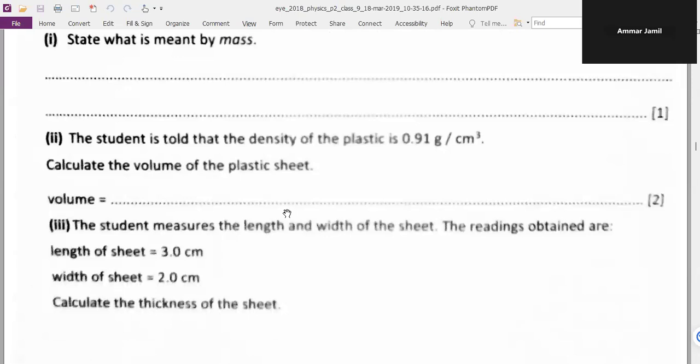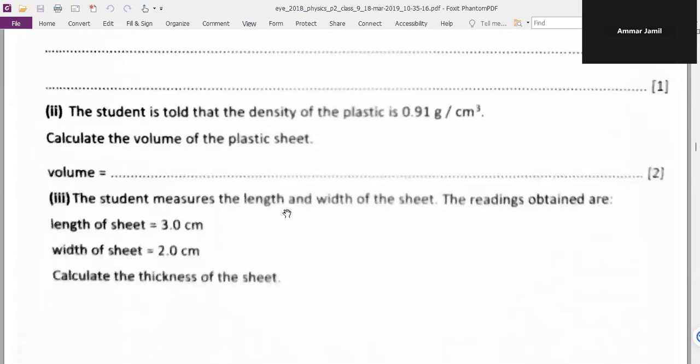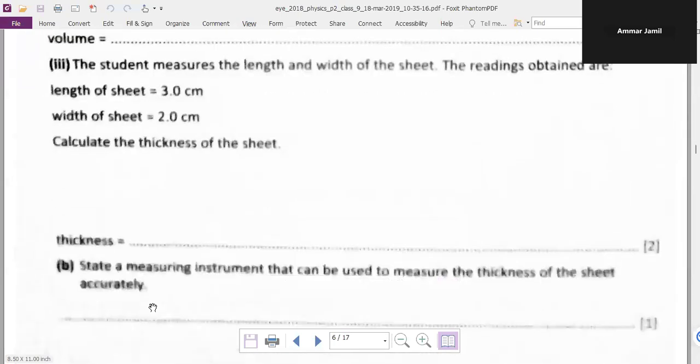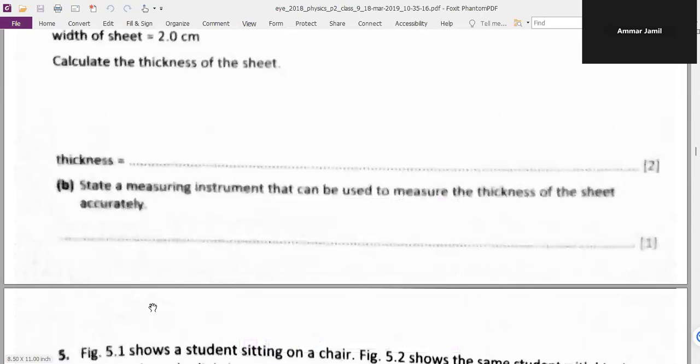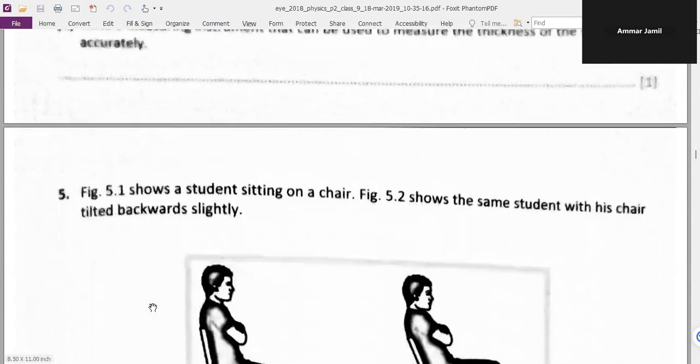Now, the student measures the length and the width. So the length of the sheet is this. You know the volume. The width is this. And the volume will be length times width times thickness. You have the volume on one side, length multiplied by width on one side, and then thickness as the variable. So you will divide the volume by length and width, and you will get the thickness. State a measuring instrument. You can use a micrometer to measure the thickness of the sheet.